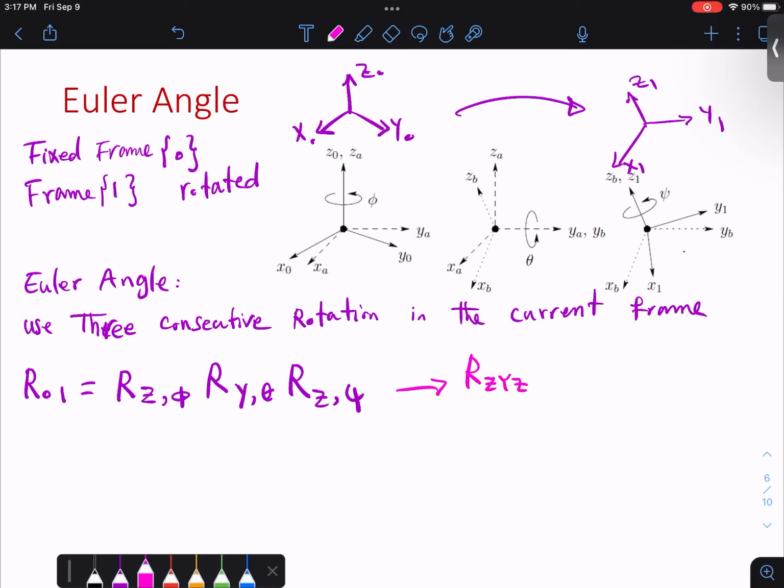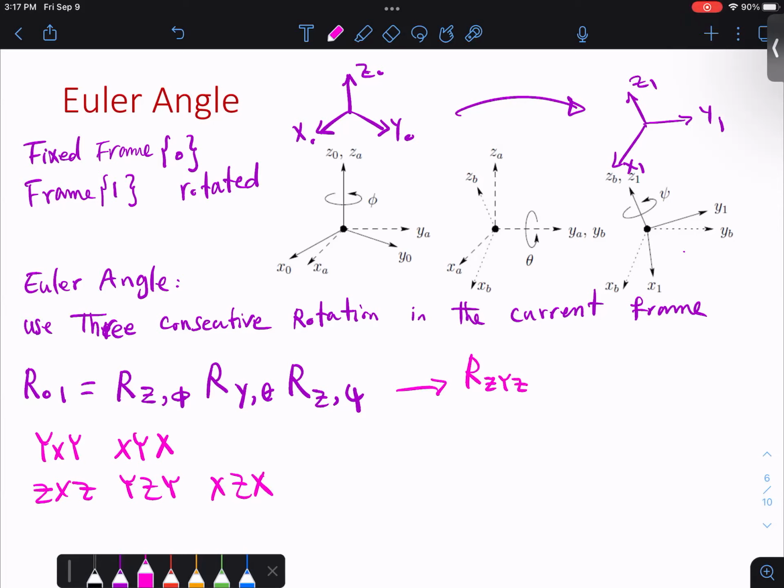Now this is one of them. There are 6 of these possibilities that you can check to see, if you start from frame A, which of these 6 you will end up in B. There will be one that takes you there. You just need to figure out which one it is. So the other ones are YXY, XYX, ZXZ, YZY, and XZX. And that one, that's the last one.